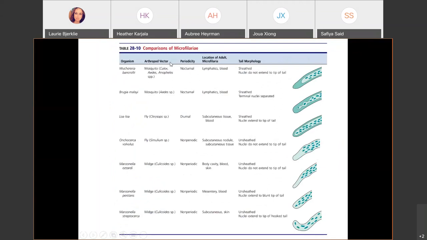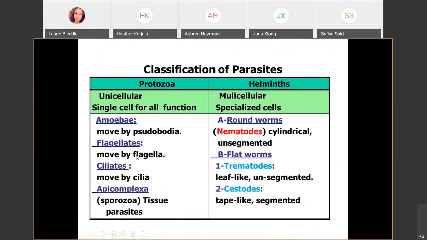And then, of course, those microfilariae, which are Wuchereria, Brugia, and Loa loa. I'm not worried about the rest of them. So, nice little comparisons of features on each, use what you want. You don't have to worry about the size, just classification of parasites in general.